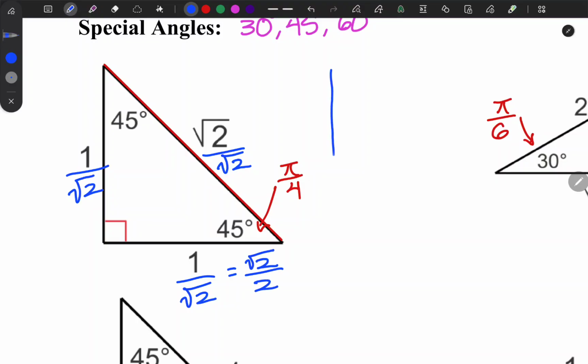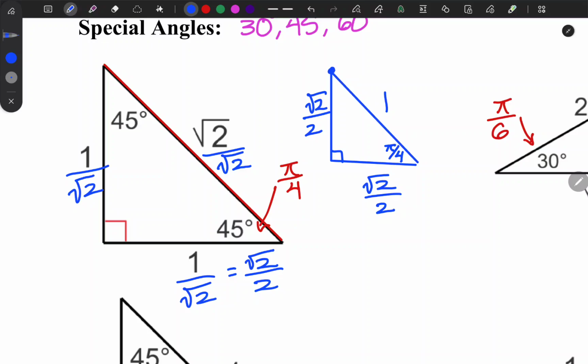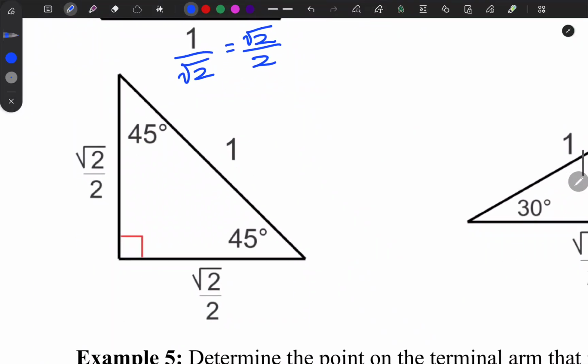So we also have a smaller special triangle with the same angles. Pi over 4, pi over 4, root 2 over 2, root 2 over 2, and a radius of 1. That allows us to now draw the triangle so that our point on the terminal arm will have a radius of 1 and it will be on the unit circle. If you take a look below, that is the filled in triangle that you have. Just keep in mind, if you're working in radians, this is pi over 4.